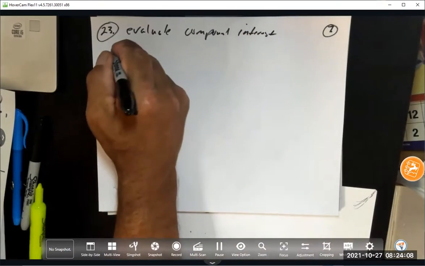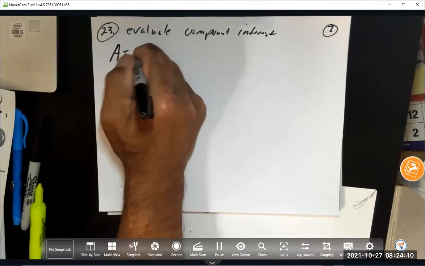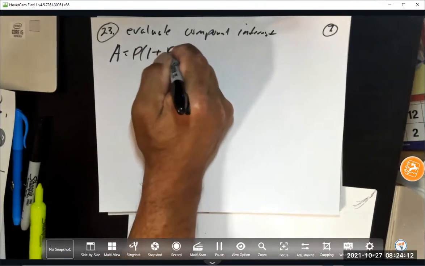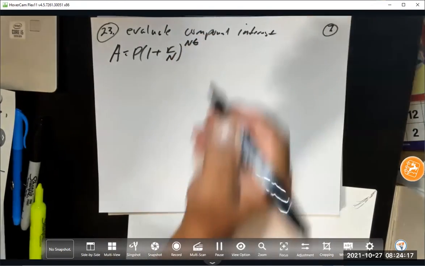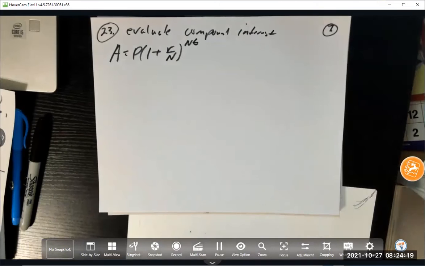Just give you some. So this is a formula. A equals P times 1 plus R over N to the power of N times T. All right, this is a formula for compound interest. And I'll just tell you what that means.